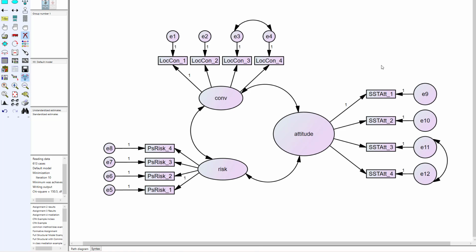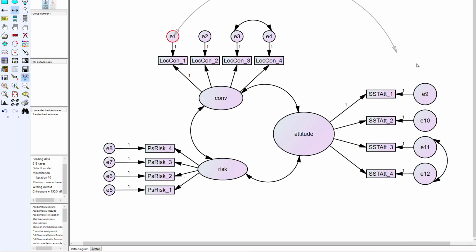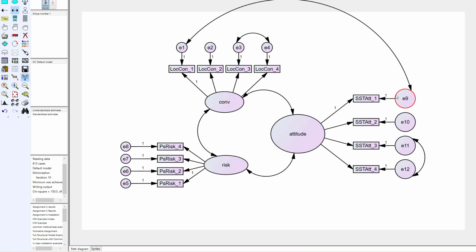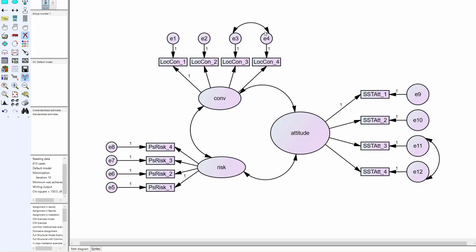The other one we saw with E1 was E1 and E9. It would increase by 7 if we did that. But if you look, E1 and E9 are error terms of two different constructs. This is the error of E1, which is location convenience, and this is E9, which is attitude, SST attitudes. That's an impermissible correlation of errors as well. The only acceptable correlation of error terms are ones that take place within a construct. They cannot be across constructs or even across constructs to unobservables. You're really only talking about correlating error terms within a construct, which is acceptable to do.